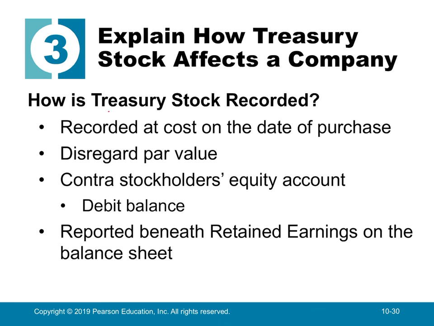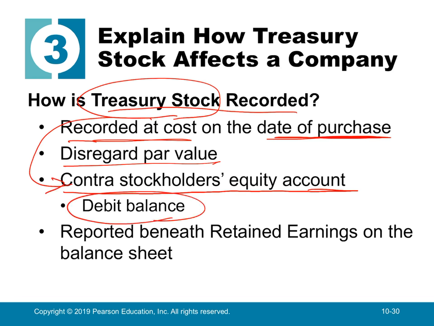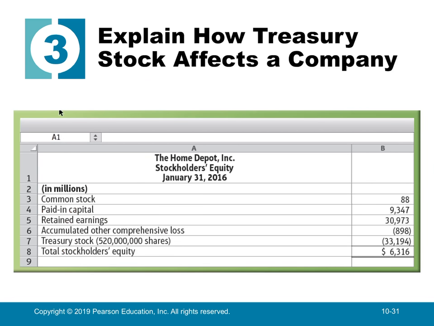So from an accounting standpoint, how do we record treasury stock? Well, when we purchase treasury stock, we're going to record it at whatever we paid. So it's just going to be recorded at cost. We're going to forget about par value for accounting for treasury stock. Treasury stock is a contra stockholders' equity account, meaning we normally have a debit balance in it. We're going to report this beneath retained earnings on the balance sheet.